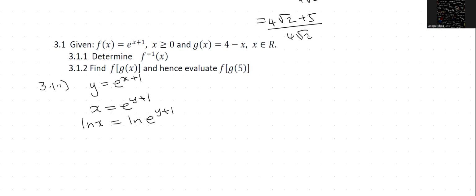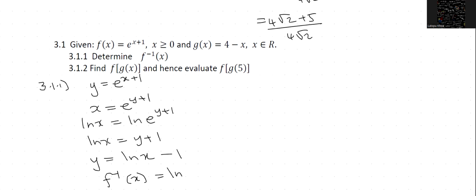So we have ln of x, this is y plus 1. So y is equal to ln of x minus 1. Okay. This is our f inverse of x, and we write f inverse of x. This is equal to ln of x minus 1. And here x must be greater than 0, otherwise this is not defined.